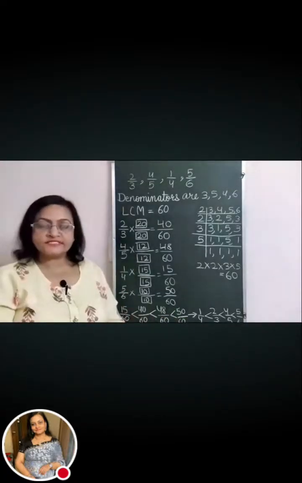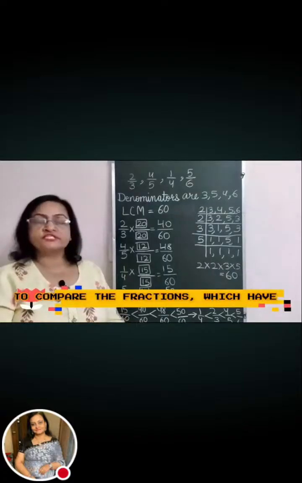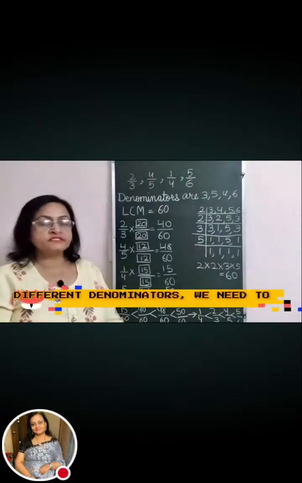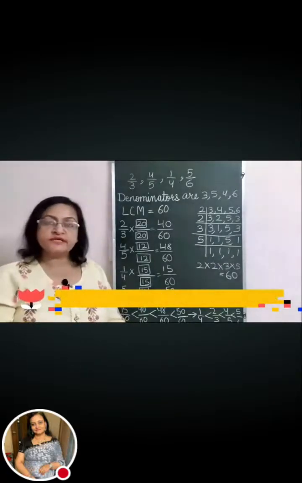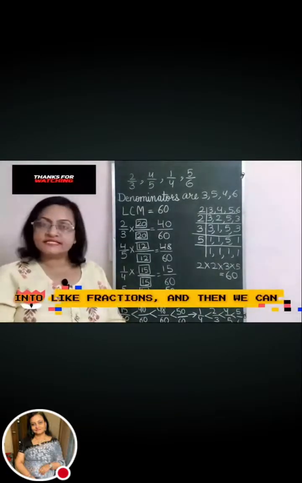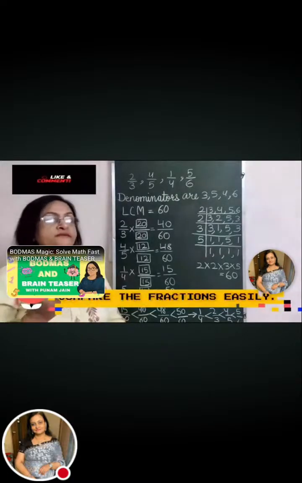So children, that means to arrange the fractions which have different denominators, we need to find the LCM. Then we will convert them into like fractions, and after that we can compare them easily.